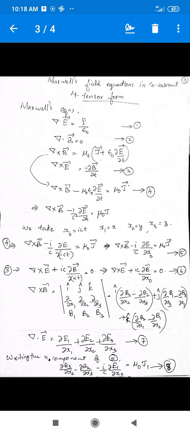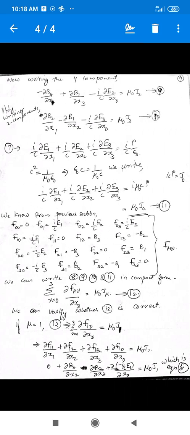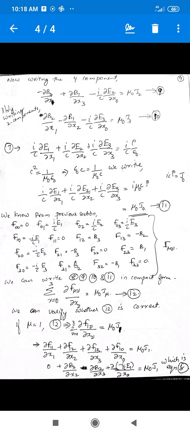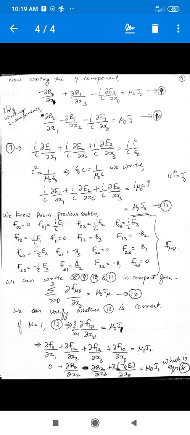Similarly, we take equation 7 first, instead of equation 6. Equation 7 is dou e1 by dou x1 and so on, and we multiply with i by c there. So i by c dou e1 by dou x1 plus i by c dou e2 by dou x2 plus i by c dou e3 by dou x3 is i by c rho by epsilon 0. So we have multiplied the left hand side and right hand side with i by c.